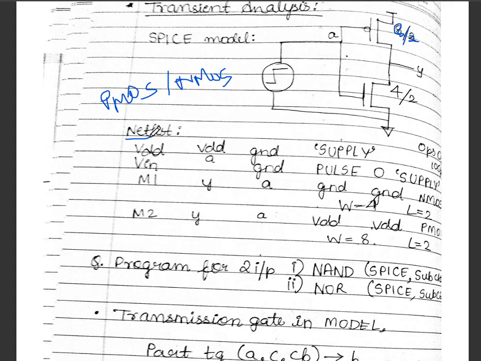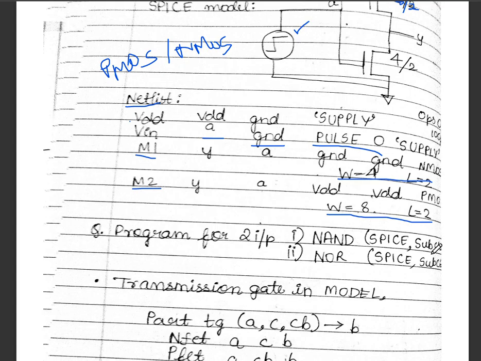This is the net list where we have VDD, Vin and M1 and M2. M1 and M2 represent metal 1 and metal 2. This you'll learn in the VLSI laboratory. And A is the input terminal, and we also have ground. In order to supply voltage to the circuit, we also have pulse. And the W by L ratio is also important. For NMOS, the W by L ratio is 4 by 2, and for PMOS, the W by L ratio is 8 by 2. This is based on the lambda rules.